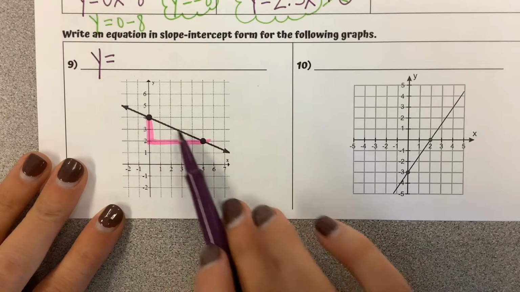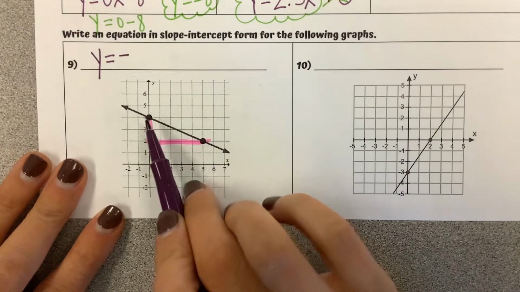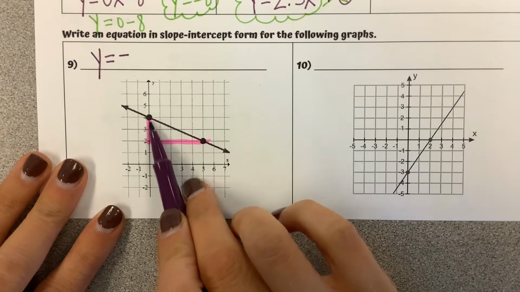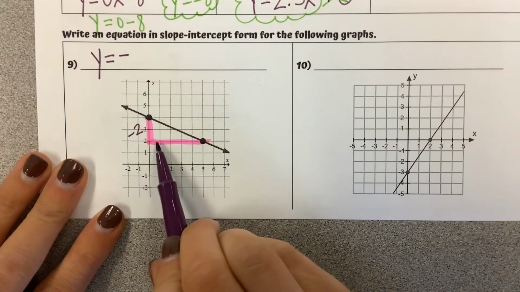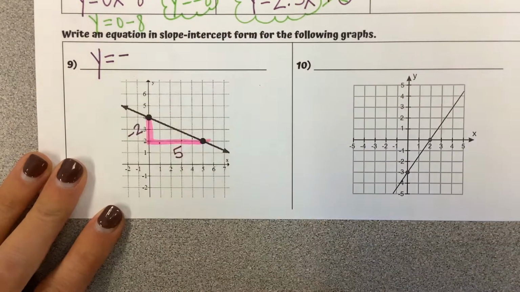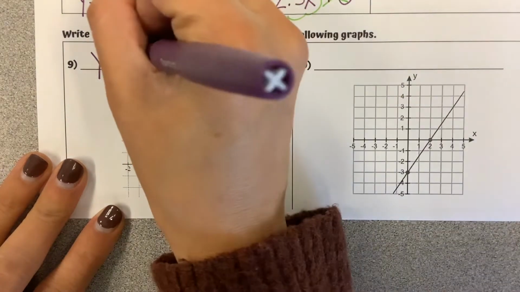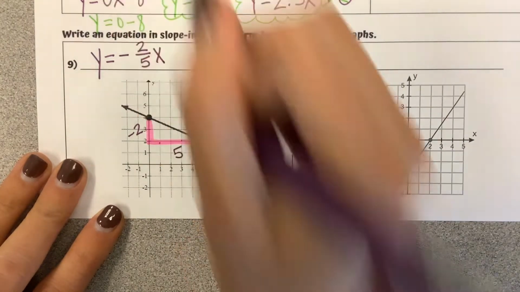Looking at this, it's going down as we go to the right, so we should know that this is going to be a negative slope. For my rise, which I do first, I'm going down 2, so negative 2, and I'm going over 1, 2, 3, 4, 5, positive 5 to the right. So our slope is negative 2 over 5, and that is multiplied by x.